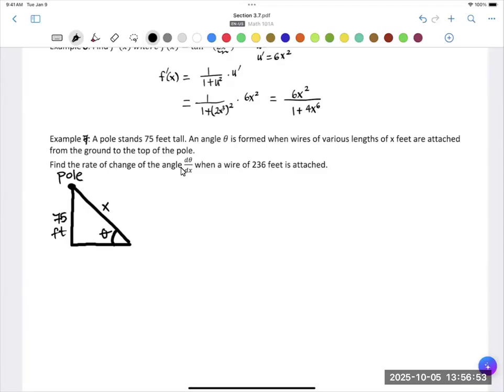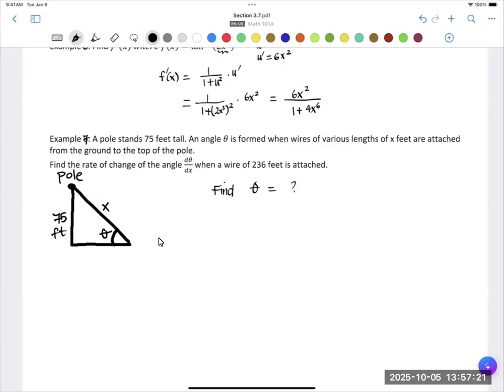So whenever we want to find the rate of change of the angle, it means we need angle theta equals something in order to take theta prime, the derivative of theta. Okay, so the first thing that we need to do for this problem is find what theta equals. In order to do this, the only way that we can connect to this problem is using trigonometry.